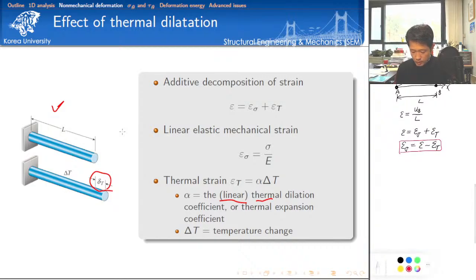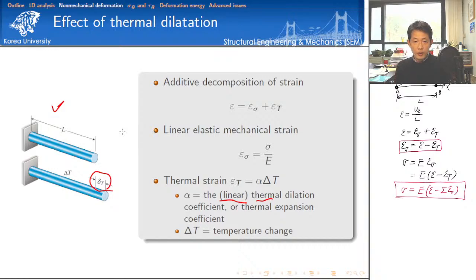So Hooke's law may be given by stress is equal to elastic modulus times the strain caused by stress, which is elastic modulus times total strain minus thermal strain. Generally speaking, we may write it this way: elastic modulus times the strain minus the sum of all non-mechanical strain. This is Hooke's law, where we include the non-mechanical strain here.